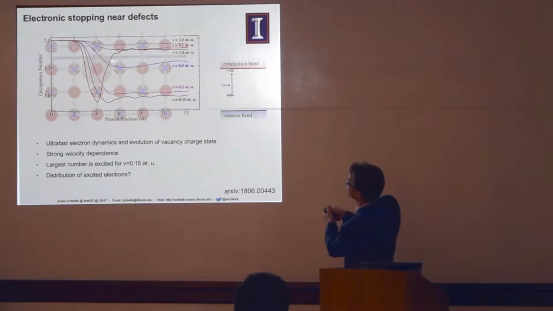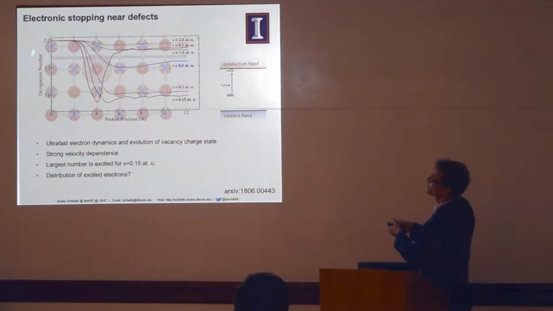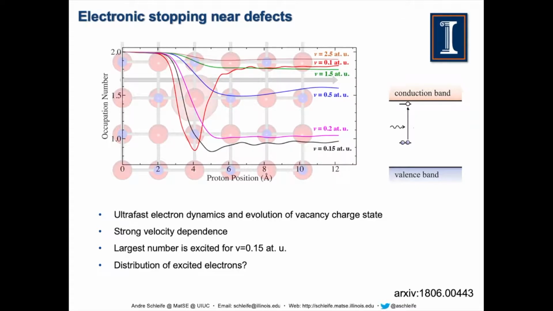And then we shoot the proton in. So this black arrow again indicates the trajectory of the proton, and we plot the occupation number of the defect level as a function of proton position. As I said, in the ground state, the defect is occupied with 2 electrons. That's why everything starts at 2 here.